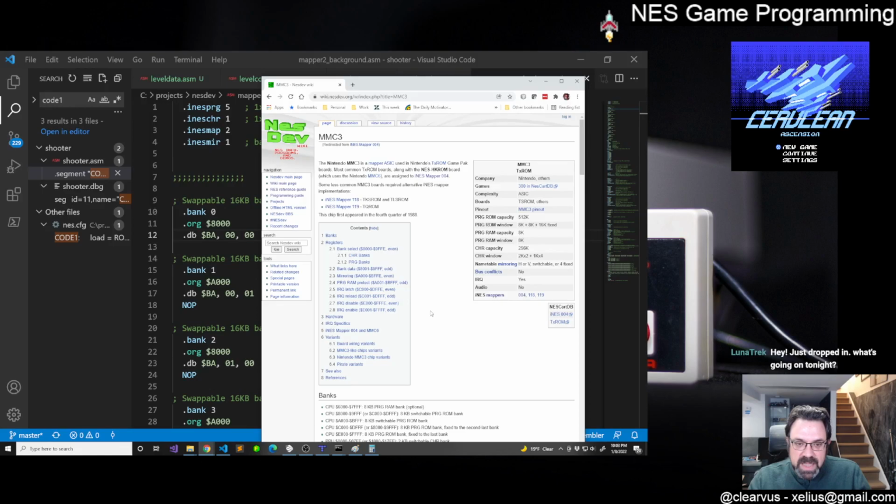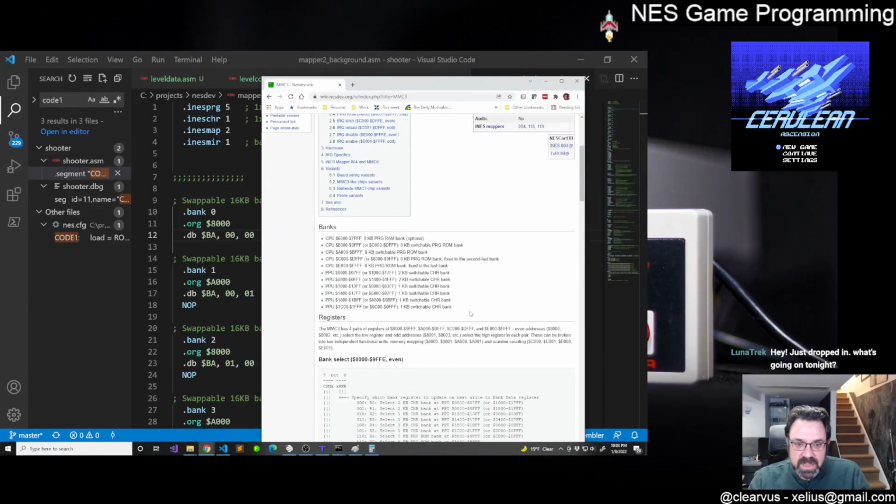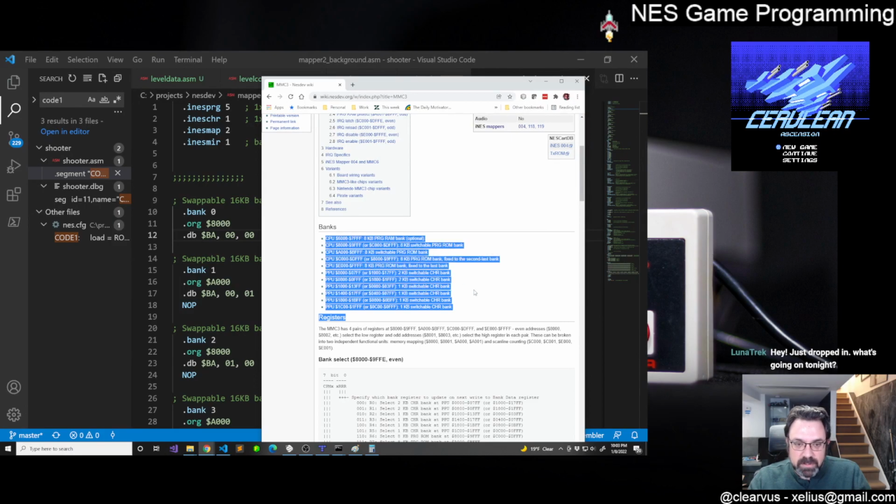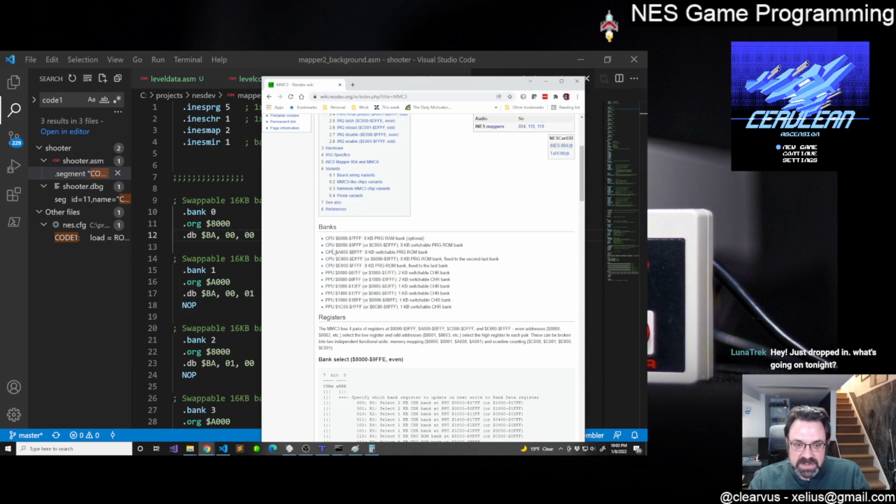So yeah, you might look at MMC3. MMC3 has a lot more complexity, right? So in the CPU, it has an optional RAM bank. It's got 8K switchable instead of 16K. It's got another 8K switchable. It's got an 8K fixed bank here and another 8K fixed bank here. And the address range is similar, but it has a lot more granular swapping.